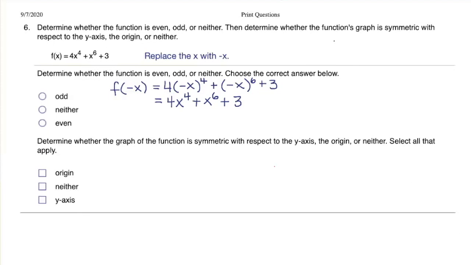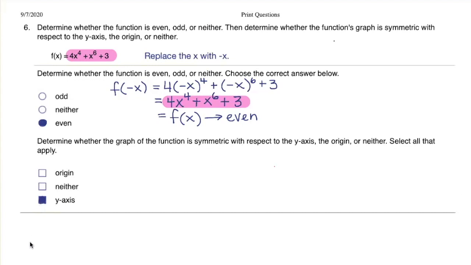Now at this stage, I go back and compare this to the right-hand side of my original. If they are the same, which they are in this case, this is equal to f of x, that always means the function is even. And if the function is even, we learned that it will always have y-axis symmetry.